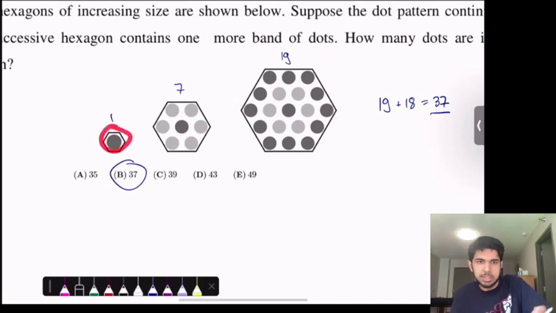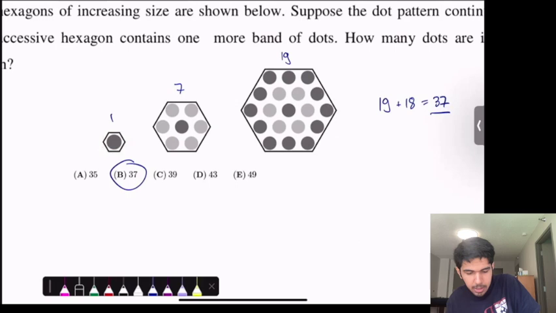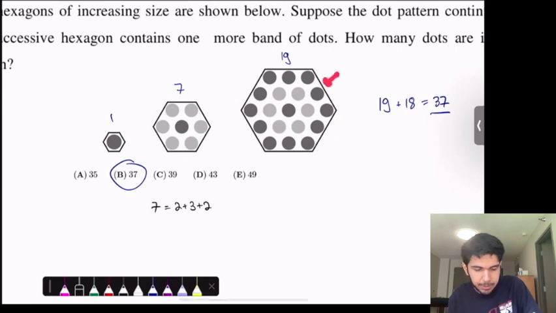So here there's just 1, so we just say 1. But with the 7 here, we'll see that there's 2 dots in this row, but there are also 2 dots in the bottom row. And then there's sort of 3 in the middle. So we can say that 7 was equal to 2 plus 3 plus 2. Okay? What if we look at this hexagon here?